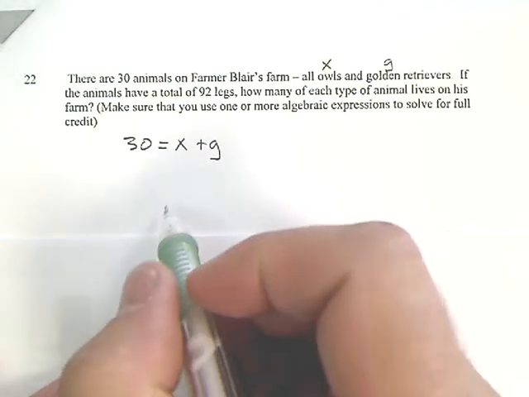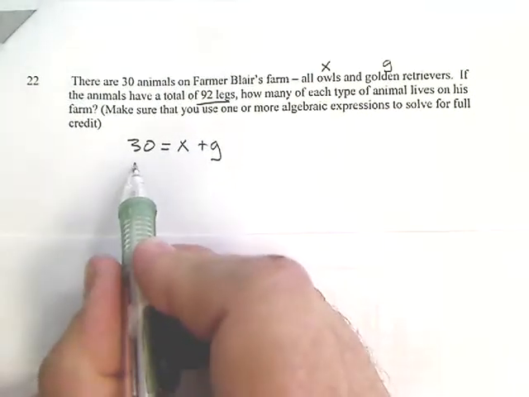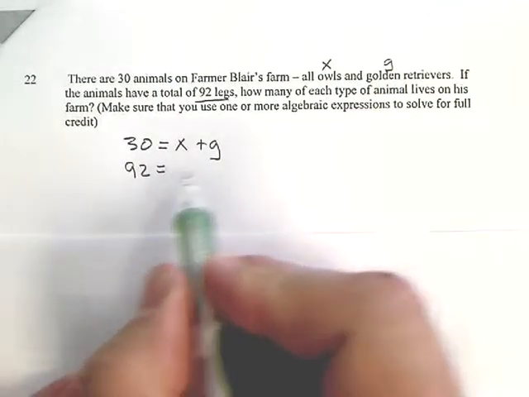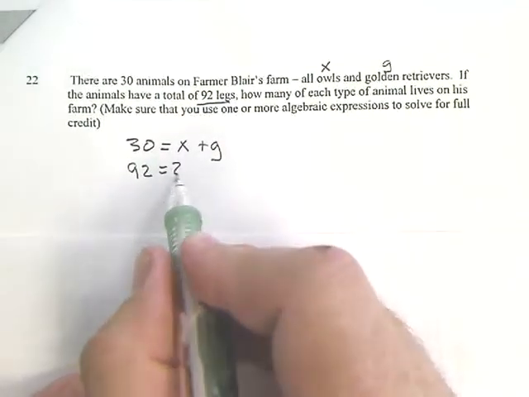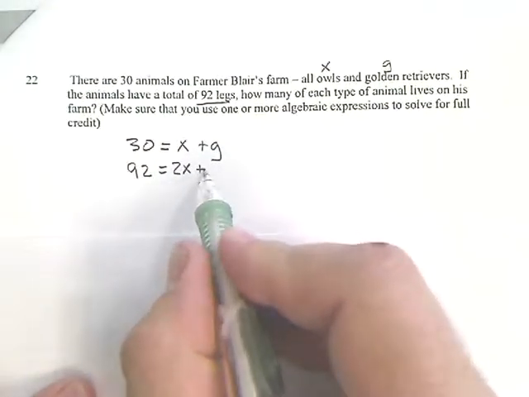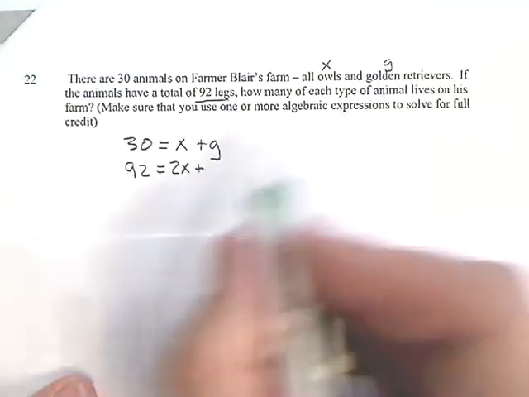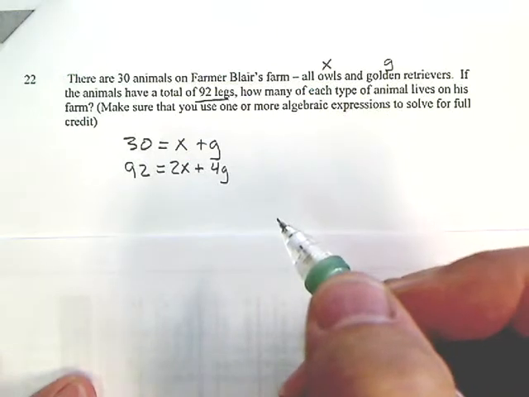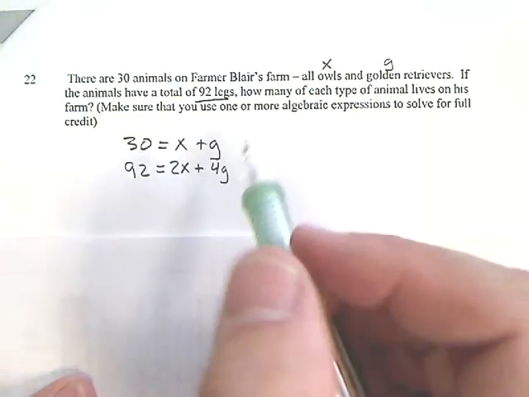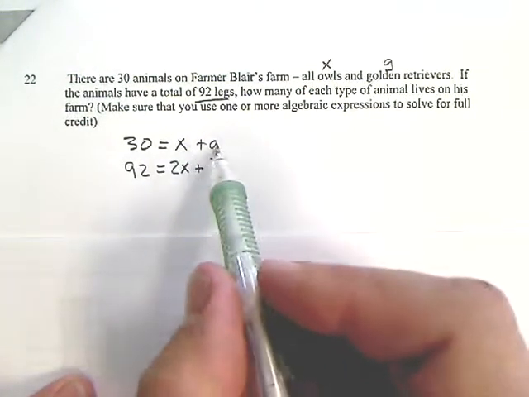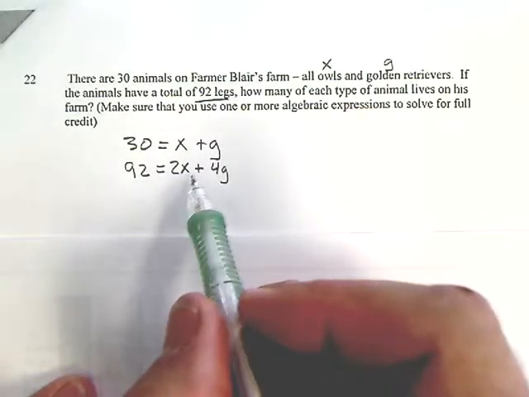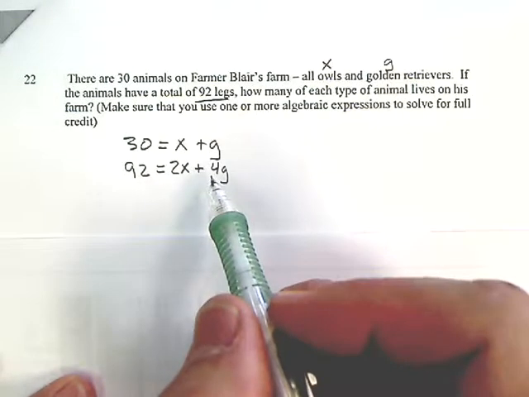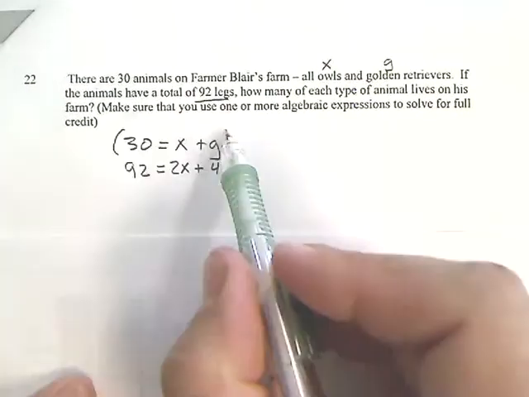So using the same logic, number of legs, each owl has 2 legs, plus how many legs does a golden retriever have? 4. I have 2 equations I can solve. I could use substitution, solve this for G or X, and then plug it in, or I can use elimination. I'm going to use elimination. I'm going to eliminate the X's.